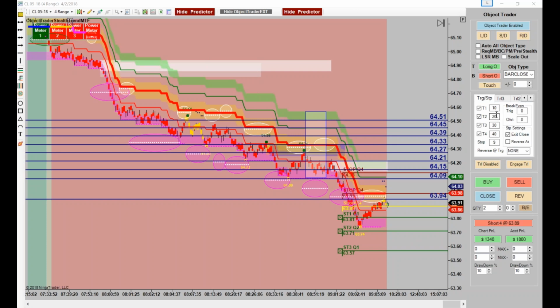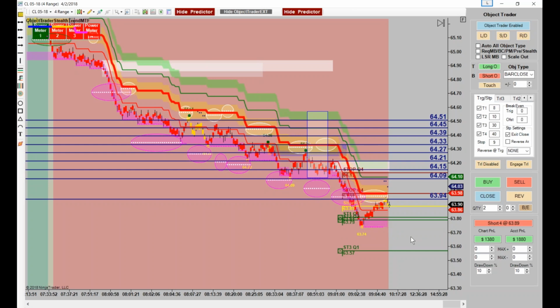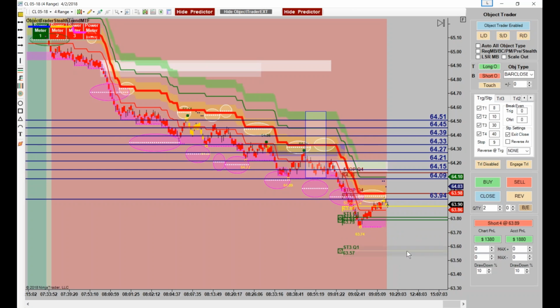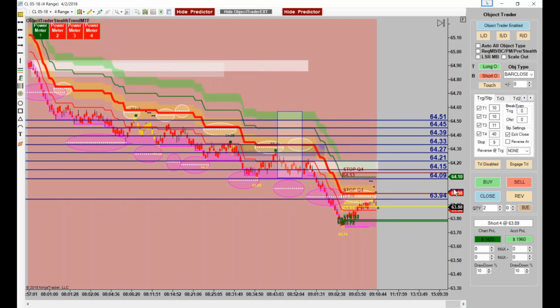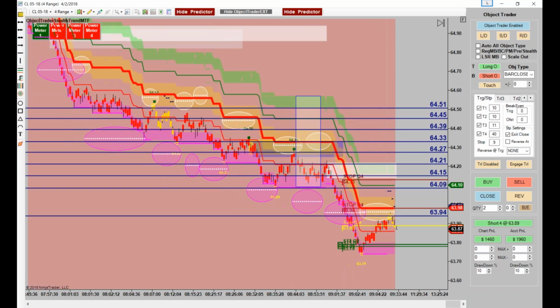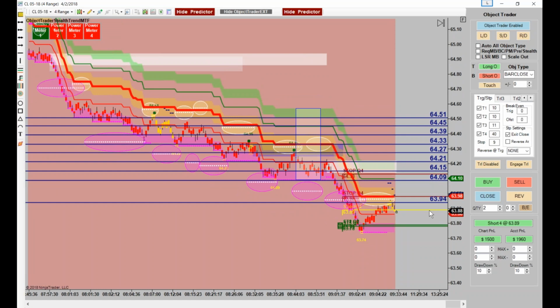Let's just change this to 10, 10, and let's see, we got 8 on that one, so I'm going to go 10. 10, 10, and 11, that's good enough. I'd probably protect my trade right across here now. Give them 6 ticks.